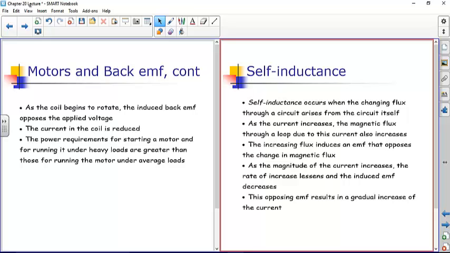So you're getting a magnetic flux that is induced from the changing current, and that changing magnetic flux results in a voltage which fights against the current that produces it, an EMF in the opposite direction, which has a tendency to slow the current down. As the magnitude of the current increases, the rate of increase lessens and the induced EMF decreases. So what they're saying here is, because of this induced EMF, it decreases the available EMF, just like in the motor, and it causes the current's rate of increase to decrease. So the whole idea of self-inductance is it produces an EMF which limits how quickly the current can change through a loop or through a circuit.